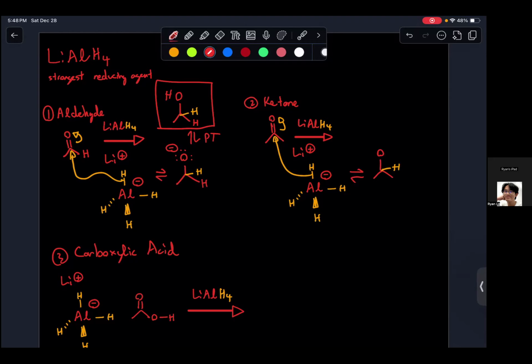Then you're going to end up with an oxygen that has something along the lines of here. It's going to go through a proton transfer, and then you're going to end up with, that was a really wacky double arrow, something along the lines of this. And so the mechanism is basically the exact same thing. It's just that with different end results. We have a primary alcohol here because of the nature of having an aldehyde, and we have a secondary alcohol over here.